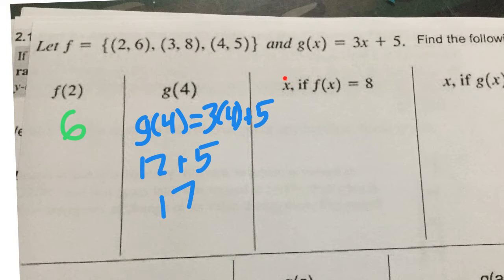Now the next one wants to know, what is x if f of x was 8? So what is f of x the same thing as? That's the same thing as y. So what would the x value have to be if the y value was 8? So we're looking at the function f. When the y value is 8, the x value has to be 3.